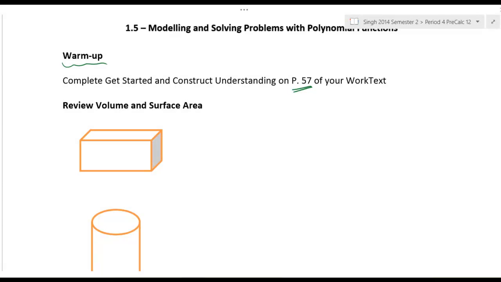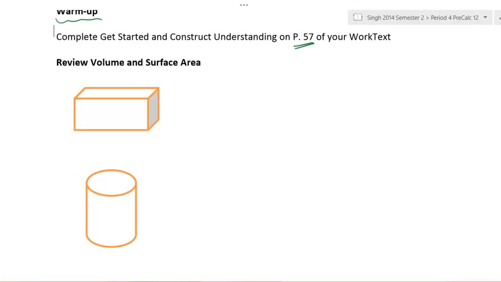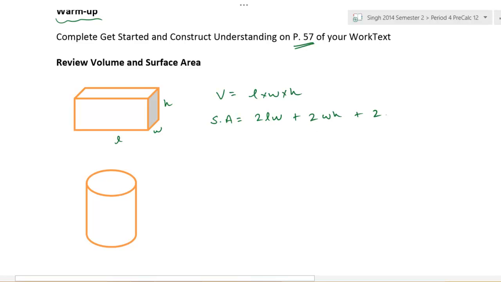Now that you've got a bit of a warm-up, let's review some key concepts you learned way back in grade 10. One of the things you learned back in grade 10 was the surface area and volume of 3D shapes. If you have a rectangular prism, this is the length, the width, and the height. The volume of this shape is length times width times height. The surface area of this shape: there are 6 surfaces, so 2 times the length times width plus 2 times the width times height plus 2 times the length times height.